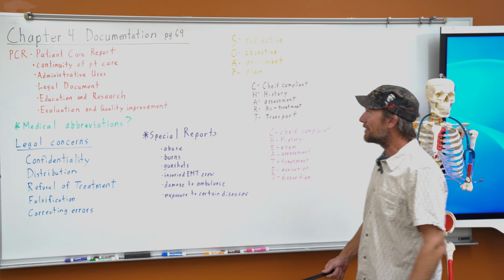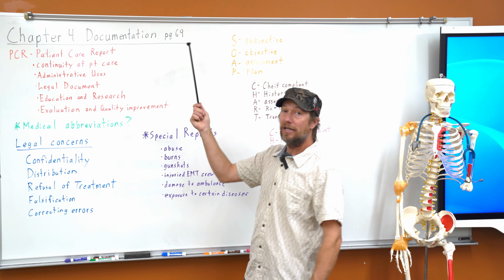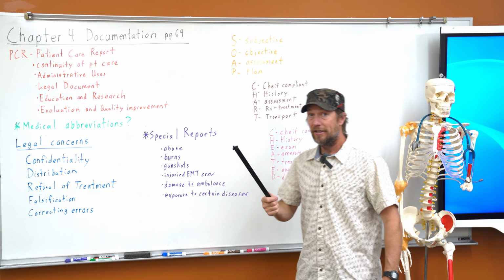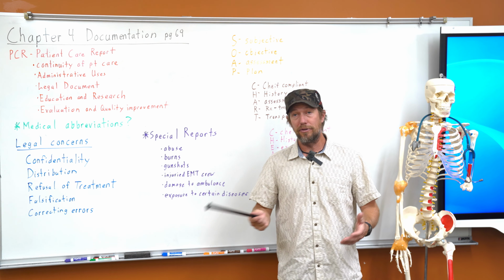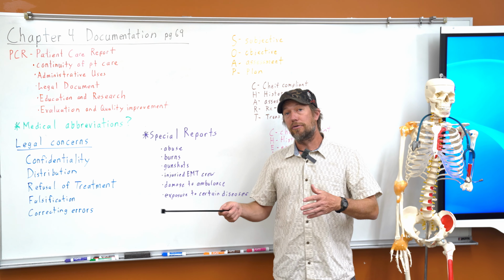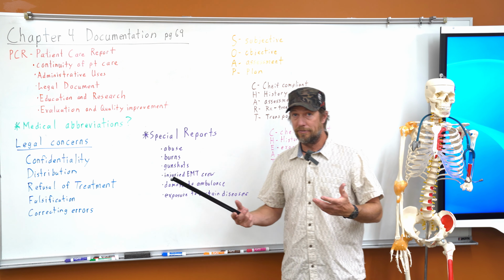Alright class, today we're going to talk about documentation. This is chapter 4 in your book. You can find this on page 69 if you're on the 12th edition of Pre-Hospital Emergency Medicine. This is a pretty short chapter. We're going to talk about some stuff that is in your textbook, and then afterwards we're going to show you an example of a real PCR and what we use in today's world.